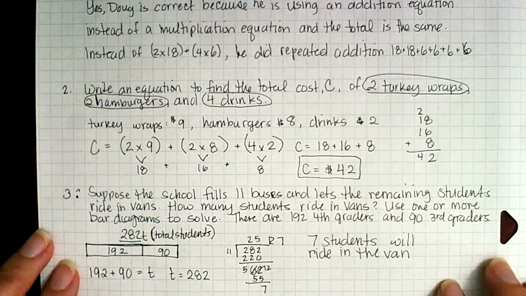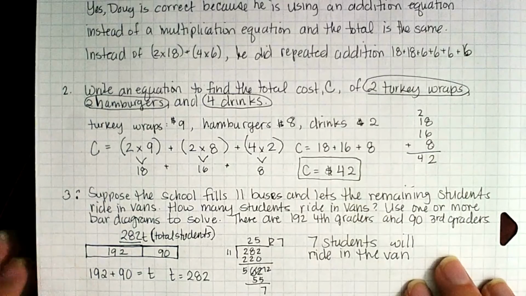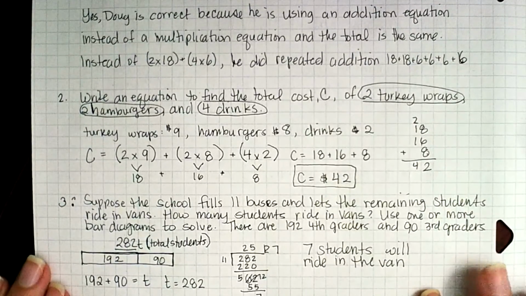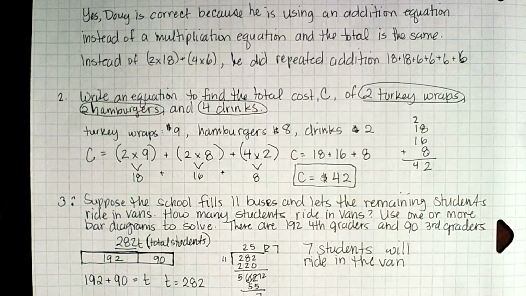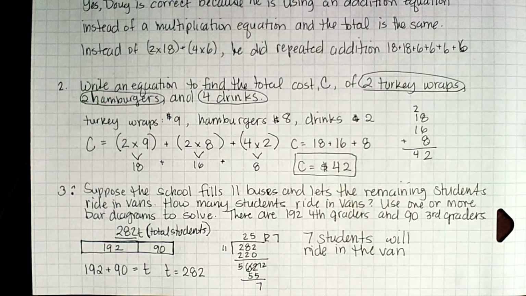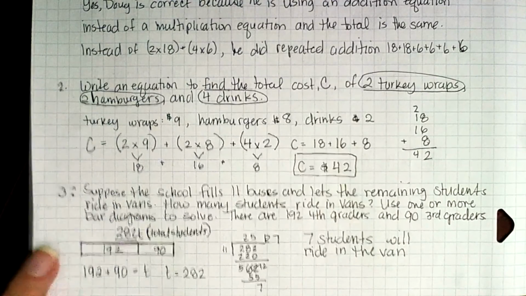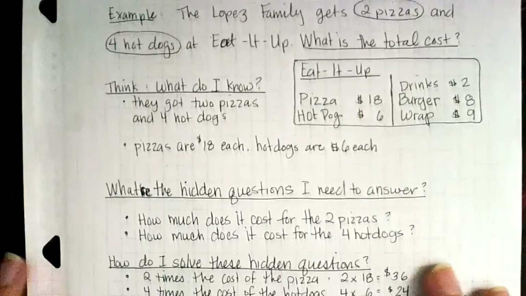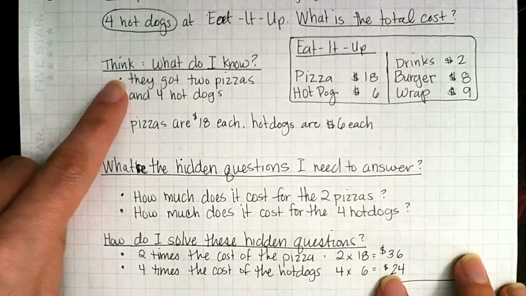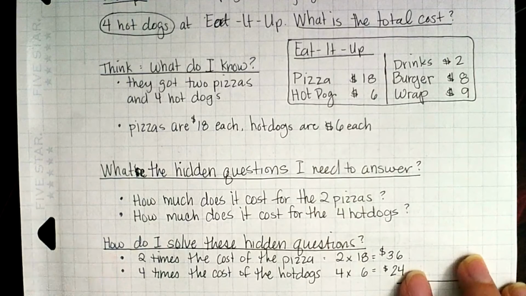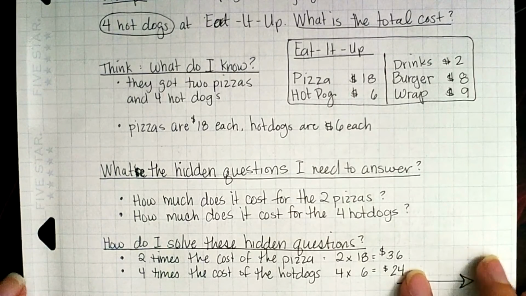Now, for all of these questions, we did the same steps. We identified the information that we had. We identified the hidden questions that we were being asked. We solved the hidden questions, and then we used those answers from the hidden questions to answer our main question. So as you work through any of these, remember to ask yourself and to write down what I know, what my hidden questions are, how do I solve them? Those are steps that are going to help you complete your questions and answer everything.